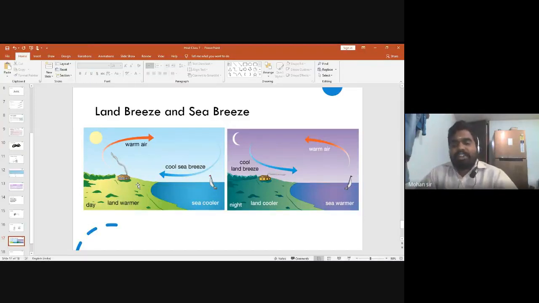During the night, the cool breeze that blows from land to sea is called land breeze. So sea breeze can be seen during the mornings and land breeze can be seen during the nights. This is one of the important applications, or illustrations, of convection.